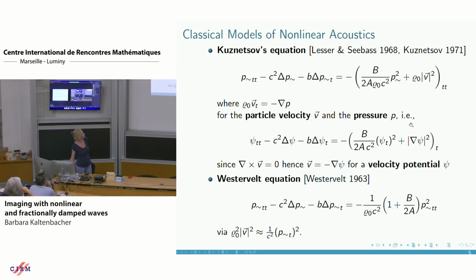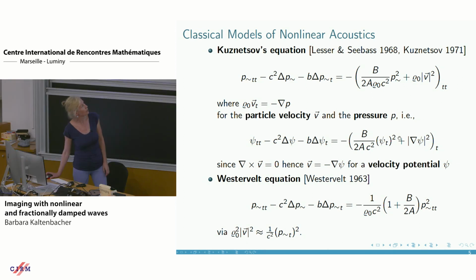Another way of getting rid of the velocity term over here is by doing a further simplification, which is physically justified if one neglects local nonlinear effects. So one replaces basically this squared velocity term, so the one up here, by something in terms of the pressure, and then one ends up just with this quadratic pressure nonlinearity, and that's the Westervelt equation. So these are really the two classical objects that one studies in nonlinear acoustics.